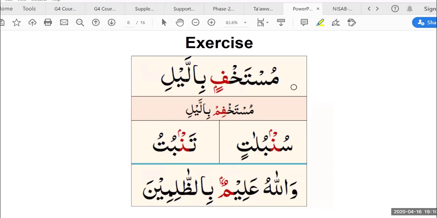So can you please go through these words and keep in mind the rule which we have just learned. Yeah, okay. Bismillahirrahmanirrahim. Mustakhfim bil-layli. Okay. So L273, can you tell me which rule we have to apply here on ya? I have highlighted the ya.